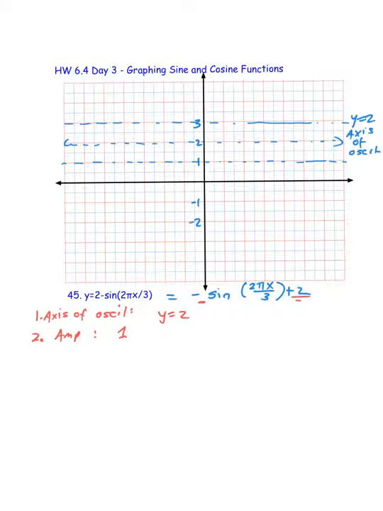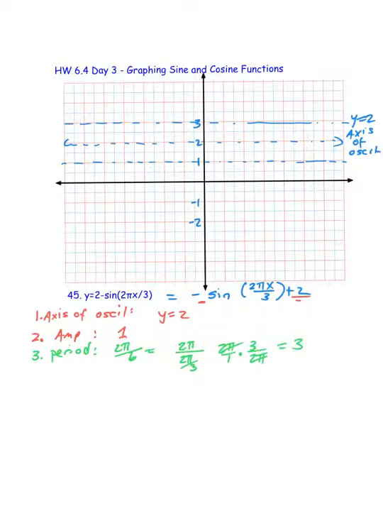The next thing I'd like to determine is the period. The period's going to help us to set up our x scale. The period for a sine function is always 2 pi over the b value. Here, the b value is 2 pi divided by 3. So I have 2 pi over 1, and I'm going to multiply by the reciprocal, which is 3 over 2 pi. The 2 pi's cancel, so my period is 3.